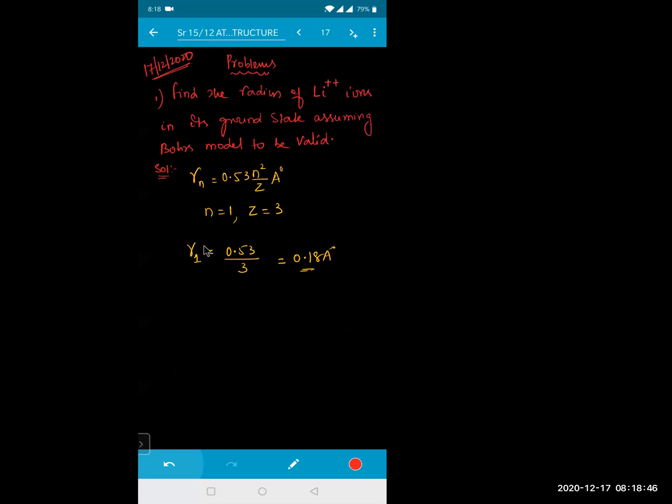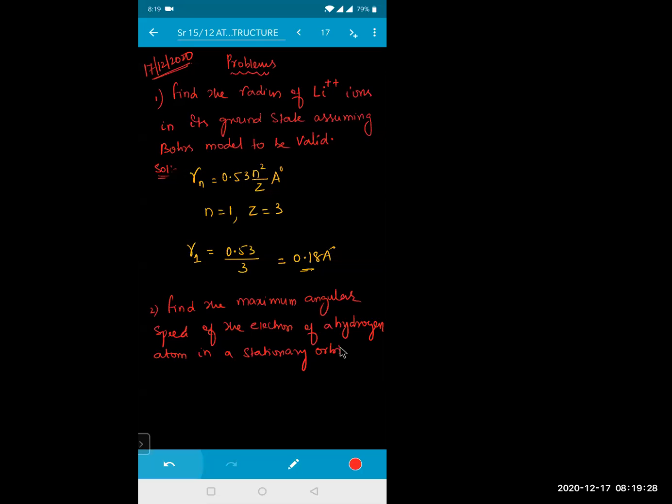Okay. Same way, next question. Find the maximum angular speed of the electron of a hydrogen atom in a stationary orbit.